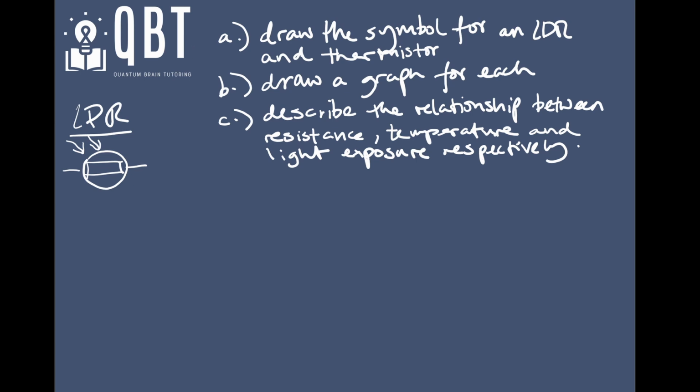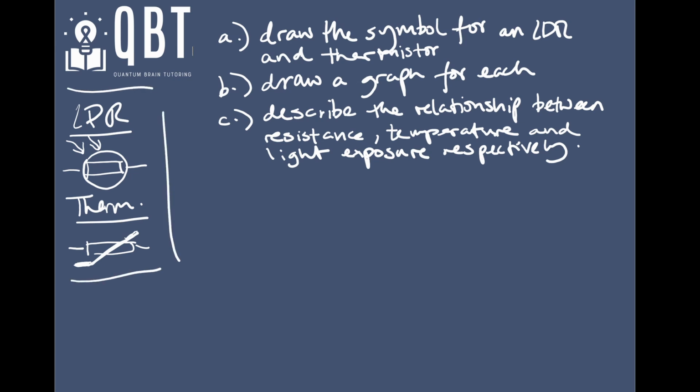And your thermistor, let's call it therm, is similar to a resistor, but it's got a line through it like this, so it looks like that. For me, it looks like a hockey puck, so I think of it as a resistor with a hockey puck going through it. These are just two drawings that you really need to know because it's easy marks in your exam.